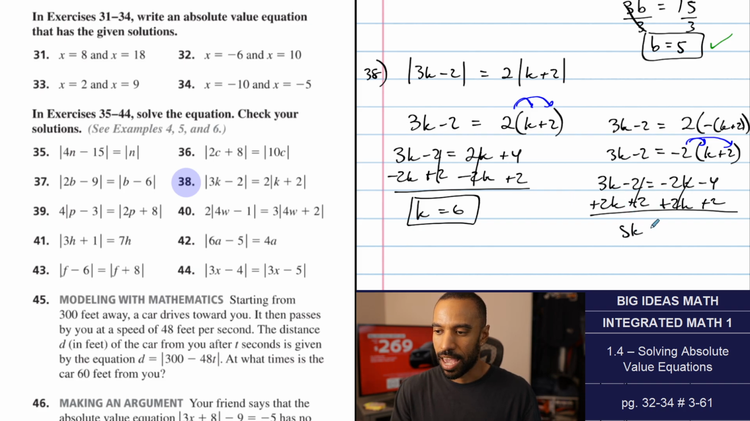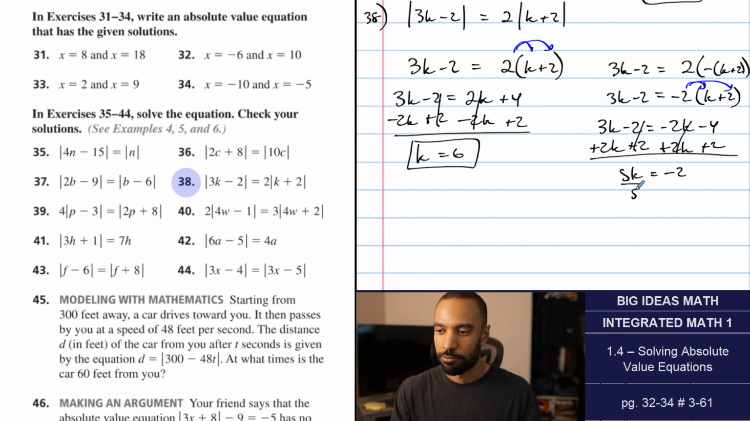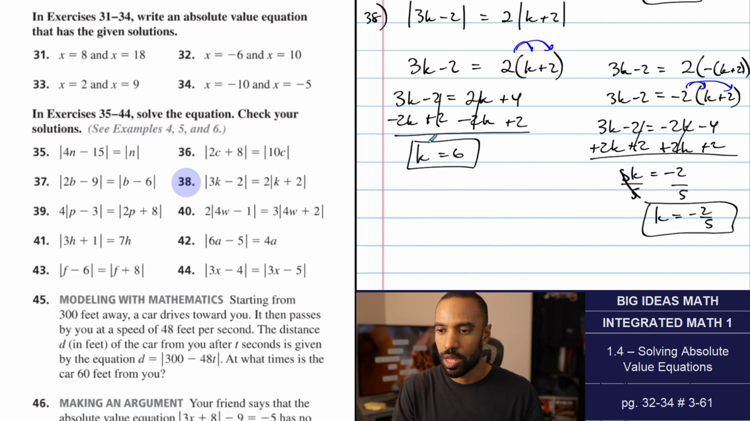This is 5k equals negative 2. Divide both sides by 5. We get k equals negative 2/5, negative 0.4, however you want to write that. Two answers there. Do they both work?